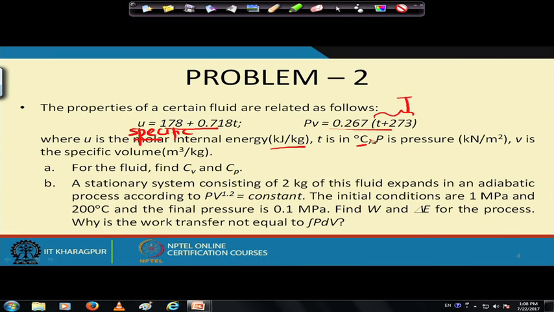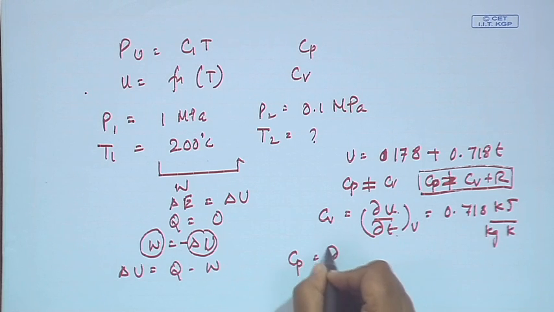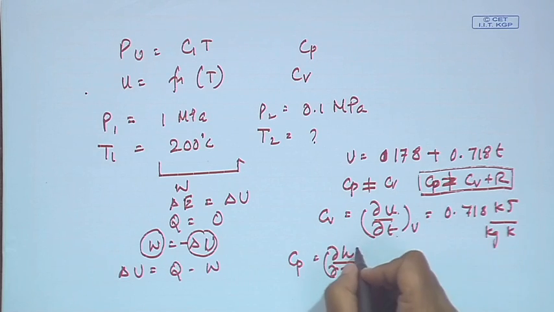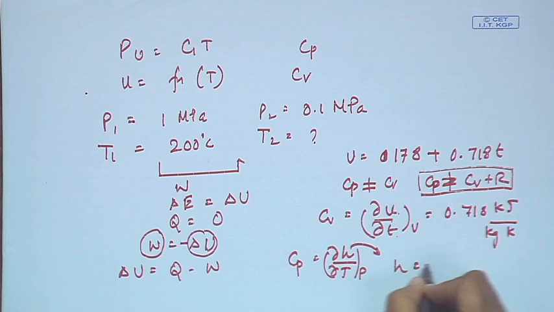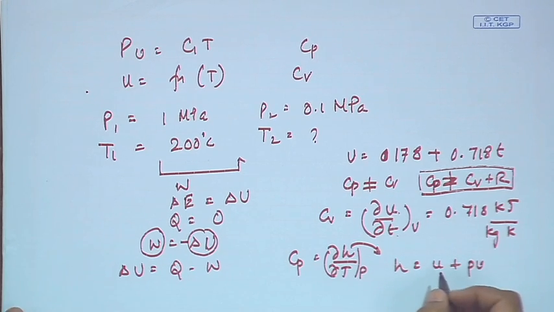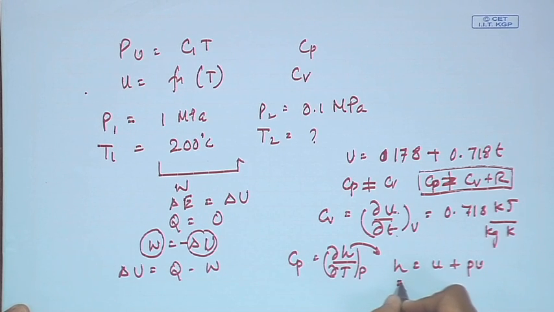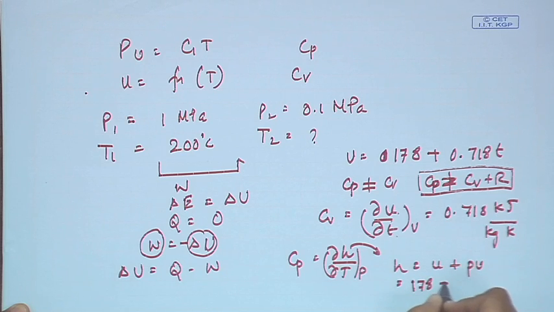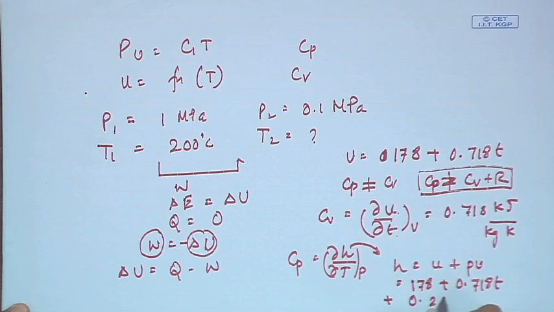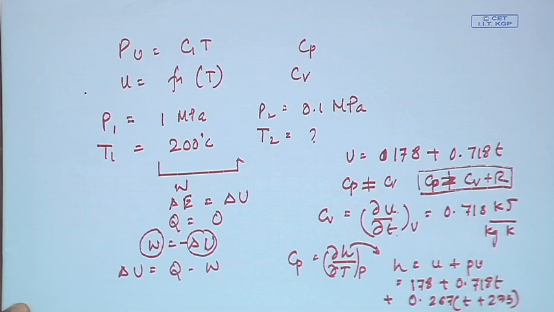How to find out Cp? What is Cp by definition? Del H del T at constant P. What is this H? This is nothing but U plus PV, right. From the problem, what is U? U is nothing but 178 plus 0.718 T. What is PV equal to? This is going to be 0.267 into T plus 273.